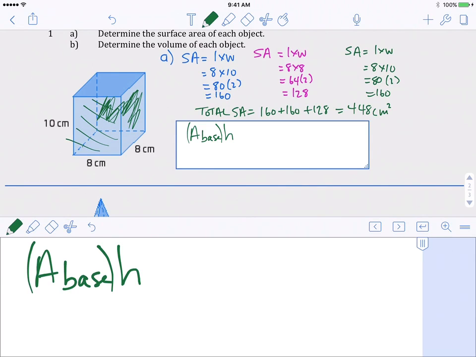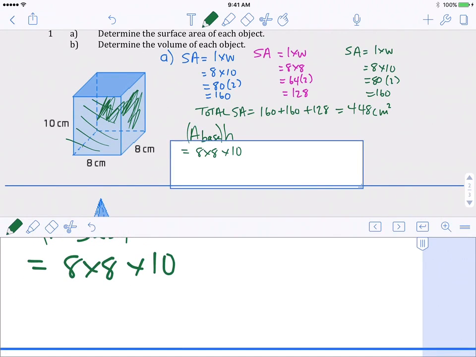In this case, the area of the base is 8 times 8, and the height is 10. So 8 times 8 times 10, and that gets us 64 times 10, which is 640, and that would be in cubic centimeters. Remember, because it's 3 dimensions. There are length, width, and height.